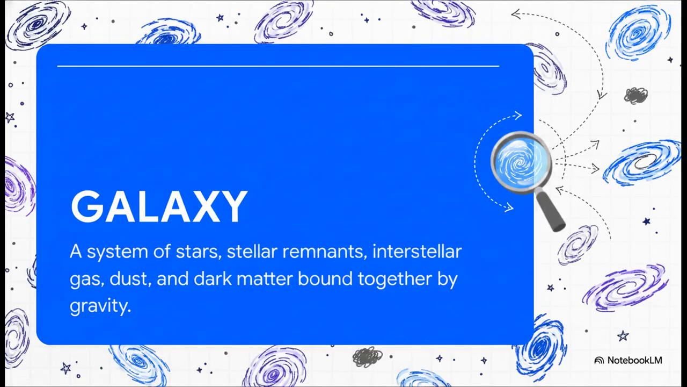And before we get to spotting, let's just make sure we're all on the same page. What is a galaxy? It's this massive system of stars, leftover star bits, gas, dust, and that super mysterious stuff called dark matter, all held together in one giant gravitational hug. That's the basic recipe for everything we're about to see.